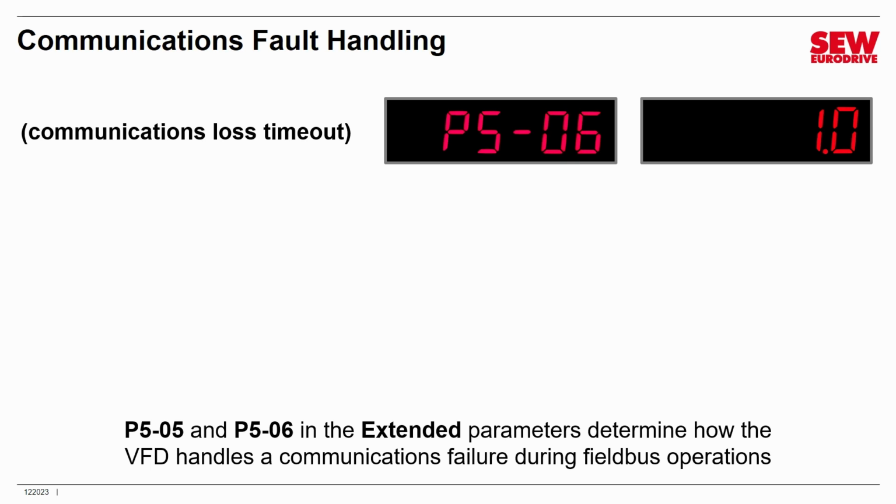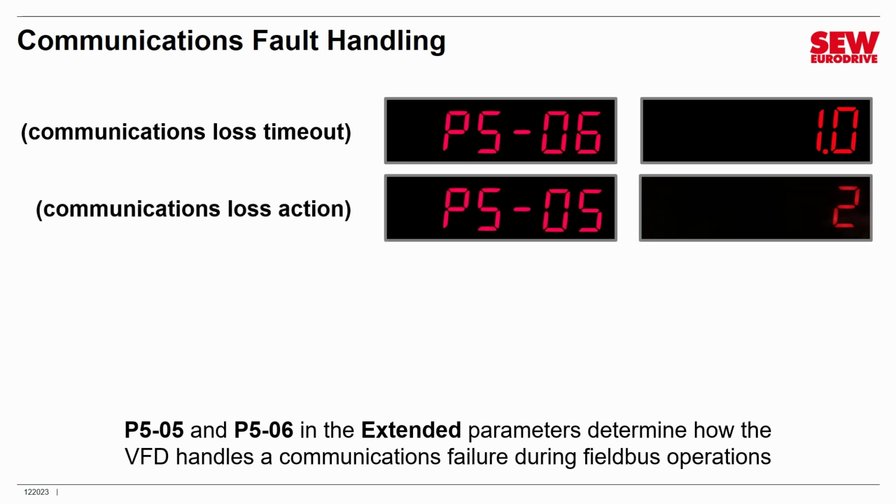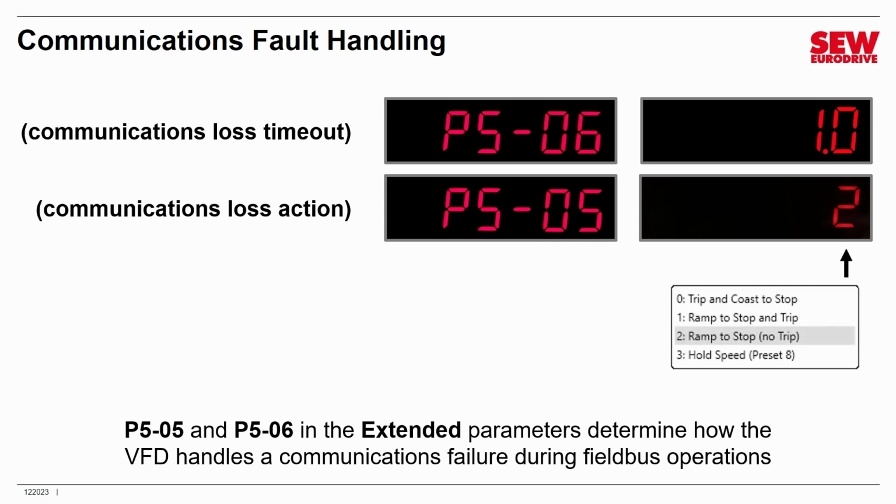Now, once communications loss has occurred and you've exceeded this value, parameter 5-05 indicates what the VFD should do to respond to the loss of communications. These are the choices. The default is 2. So what the VFD will do by default is it will simply ramp to a stop using a deceleration ramp, and then it will halt. So this is kind of an orderly shutdown. It will not trip a fault. It will simply come to a halt.